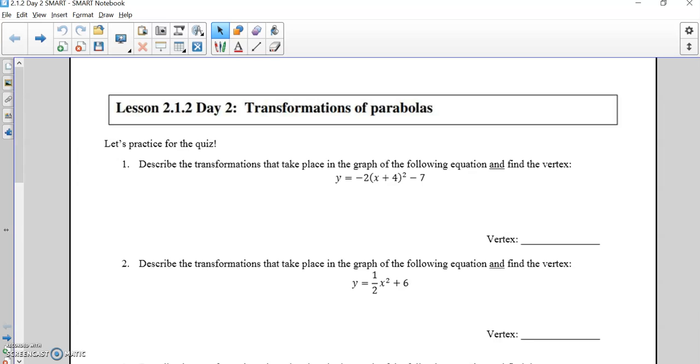Hey guys, welcome to lesson 212, day 2. We are continuing our studies of transformations of parabolas. Really today is just a practice day for what we've done this week, so we can be ready for the quiz tomorrow. So, number 1, we have an equation and we want to describe the transformations that take place, right?